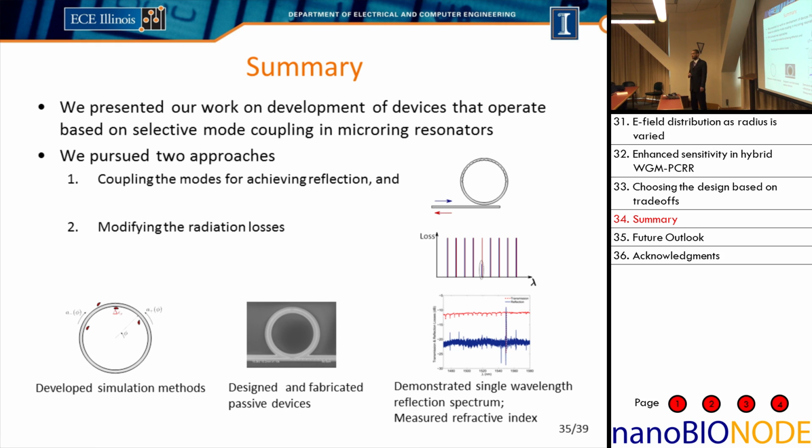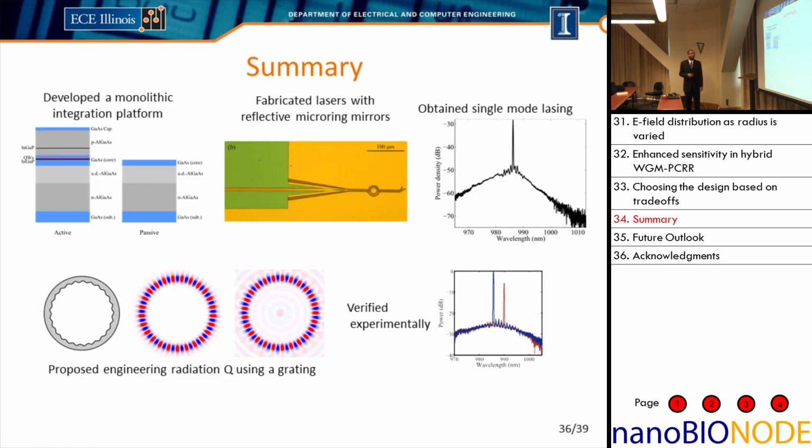This device is also useful for allowing us to measure the refractive index because it allowed us to determine the azimuthal mode order without ambiguity from the symmetry. We also developed a monolithic integration platform. So we have active laser devices, passive microring reflectors, and we show that we can integrate these two things together. We fabricated lasers that have these mirrors and showed single wavelength lasing, single mode lasing.